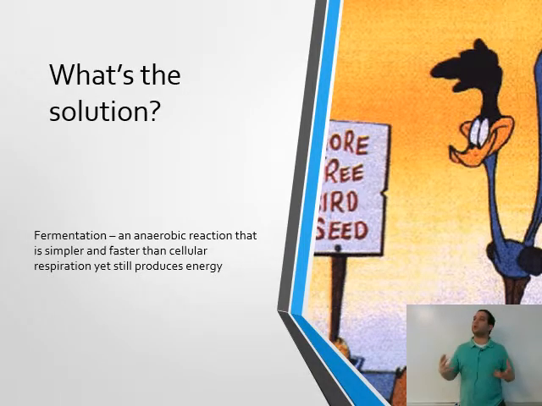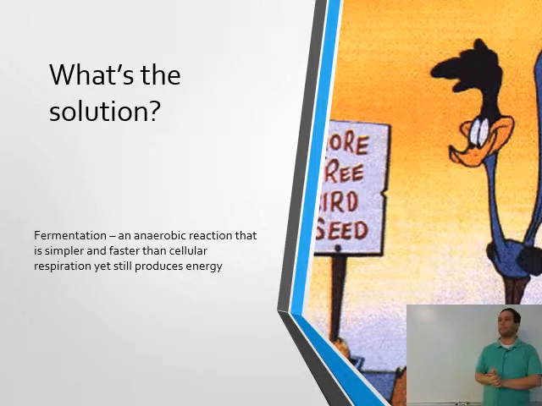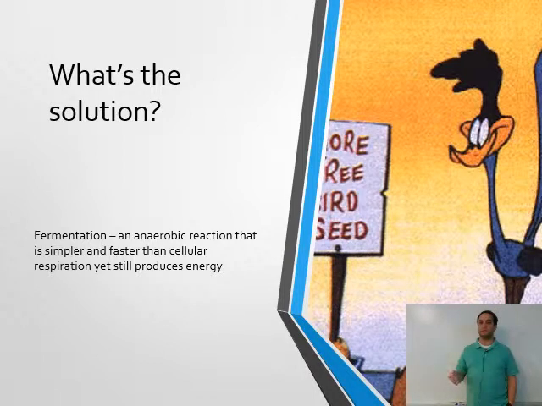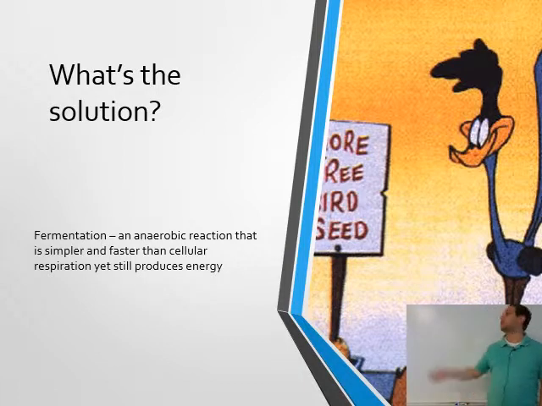So in order for these organisms to survive, the ones without oxygen or the ones that have no mitochondrion, they need to have a very fast and simple solution. Fermentation is an anaerobic process that's fast and simple, which is why I put up a picture of the Roadrunner, because he's both fast and simple.